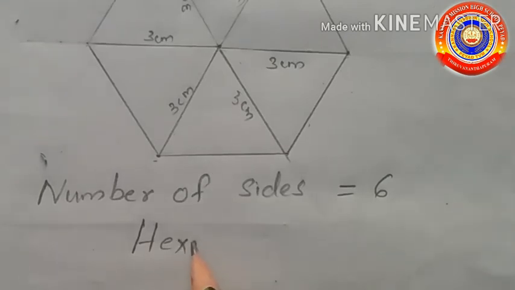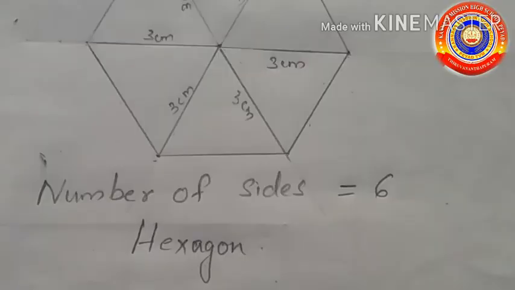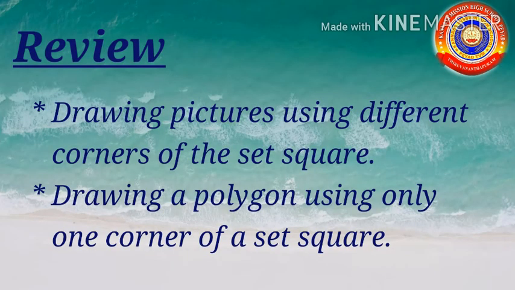Have you all understood this? Today we have drawn a picture using different corners of a set square and also drawn a polygon using only one corner of a set square.